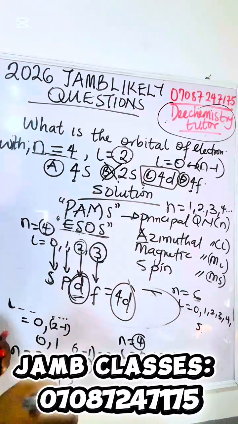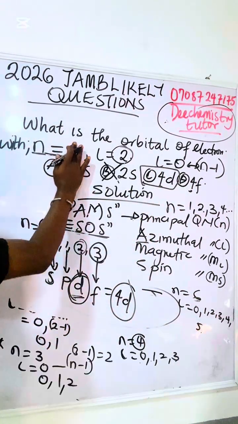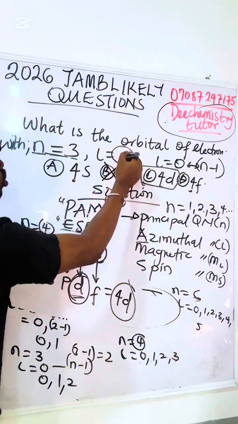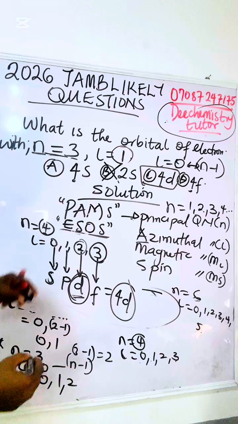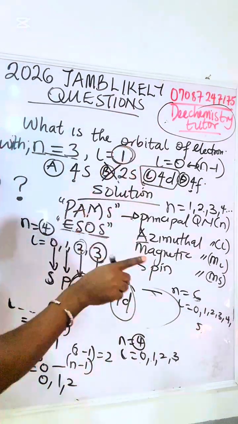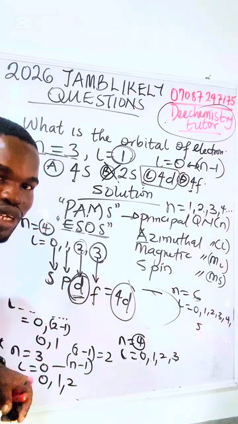So let me give you your own to do in the comment section. Imagine n equals 3 and L equals 1. Tell me the answer. What will be the orbital? Solve it now. Don't go without solving it. Just solve it and drop the answer in the comment section.